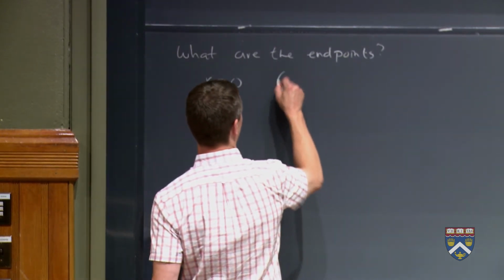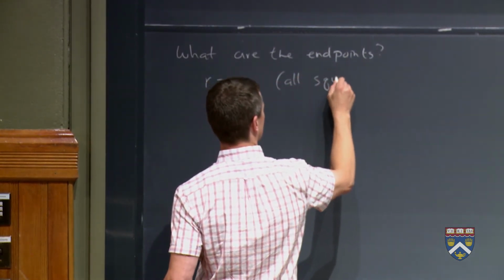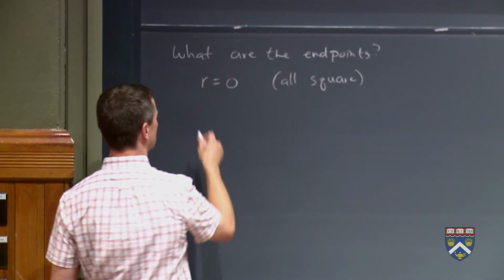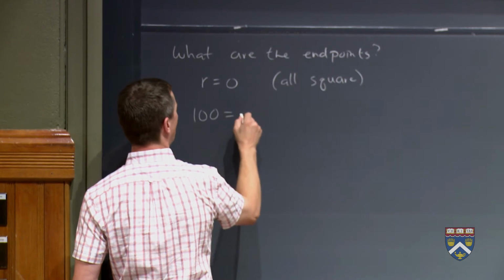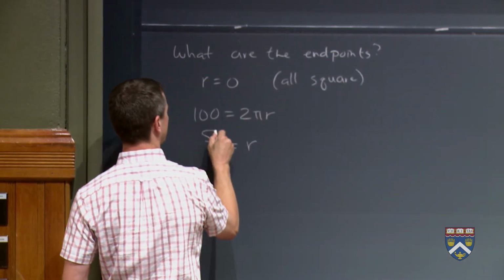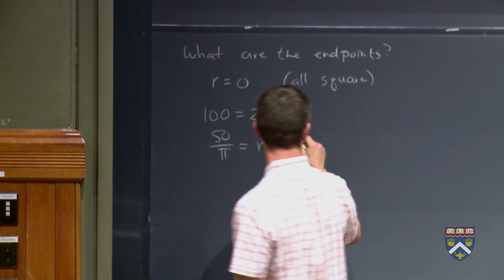So this is all square. And then the next one is all circle. If it's all circle, that means you're using 100, all of it, in the circle. So in other words, r is 50 over pi. That's all circle.